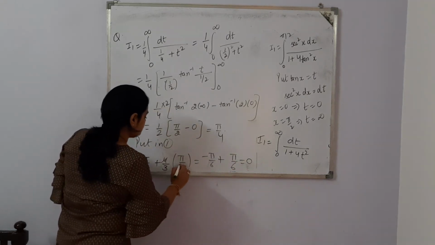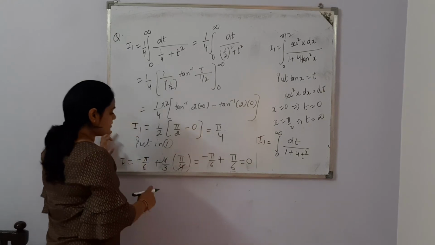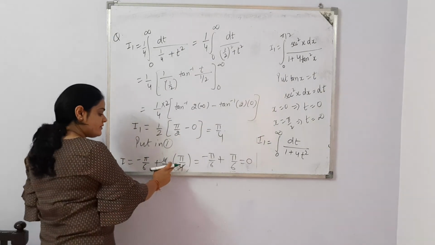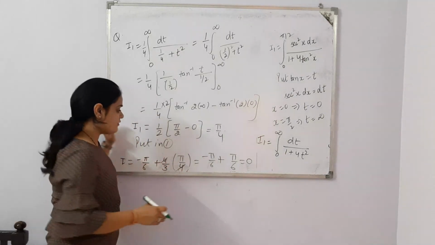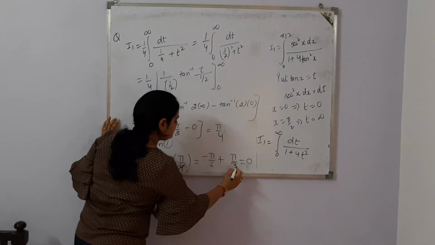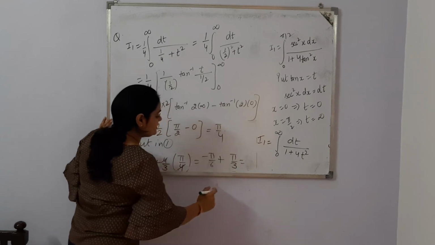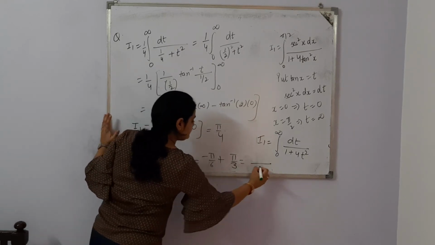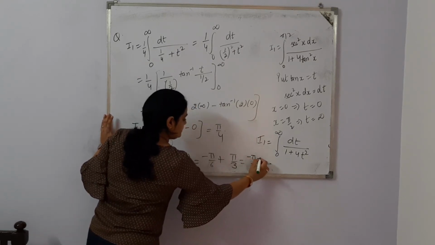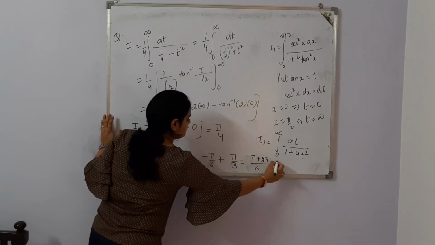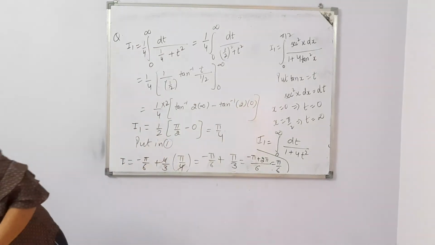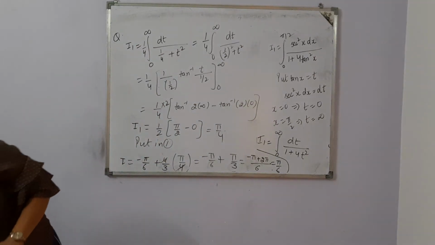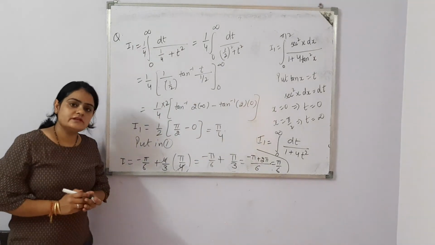Now I will substitute pi by 4. That means in place of I1, I will substitute pi by 4. 4 will cancel out with 4, and I'll get pi by 3. So minus pi by 6 plus pi by 3. I'll take the LCM, so it becomes pi by 6. I need to match the answer. Yes, the answer is the same. Hope the question is clear.